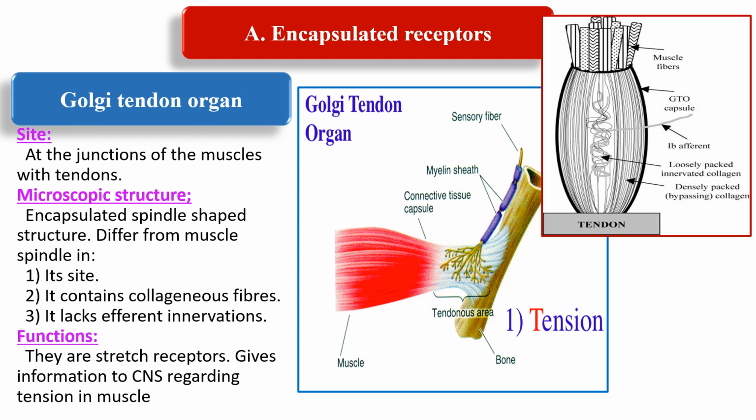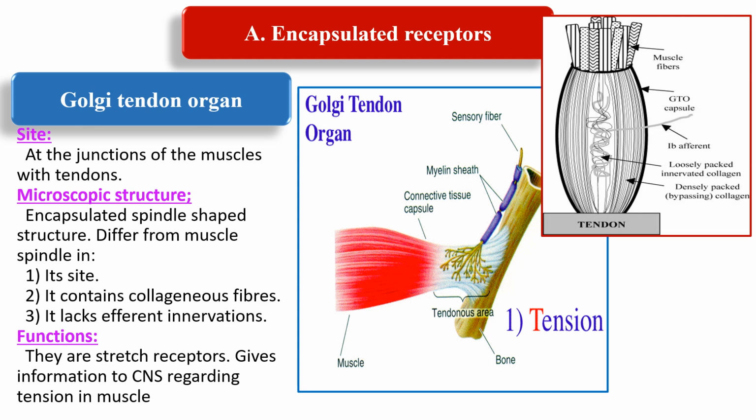It differs from the muscle spindle in what? In its site. So again, as I have mentioned, there are differences between muscle spindle and Golgi tendon organ. In the site, because I know that the muscle spindle is present in the muscle itself between extrafusal muscle fibers. But Golgi tendon organ, where can it be found? It can be found at the junction between the muscle and the tendon. Also, it differs from the muscle spindle in that it contains collagenous fibers, because muscle spindle has no collagenous fibers inside.